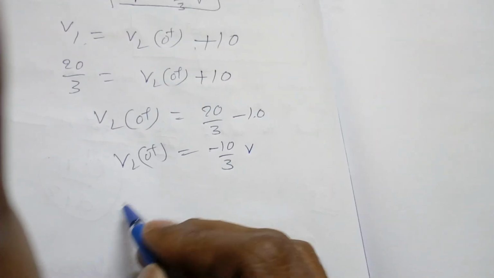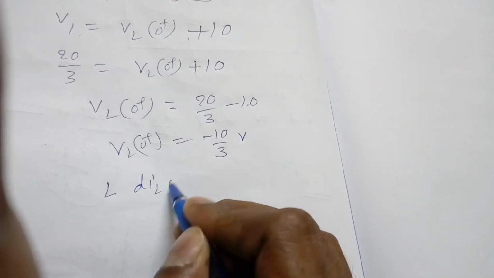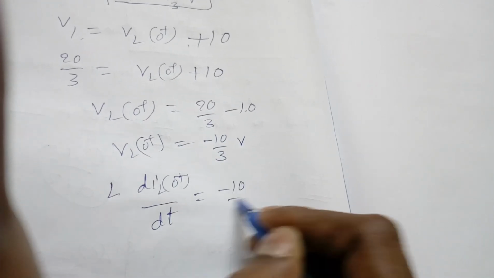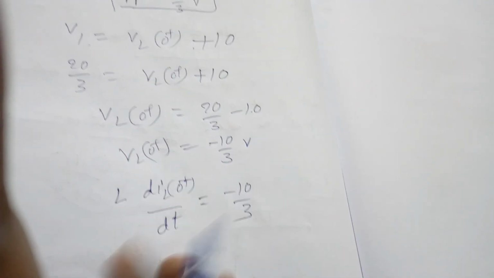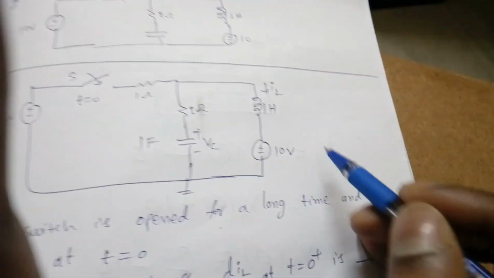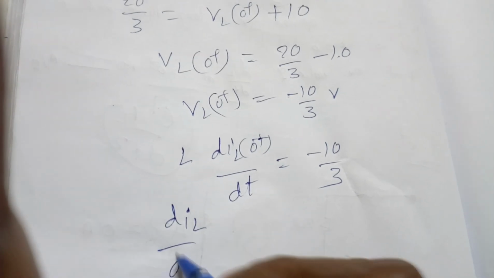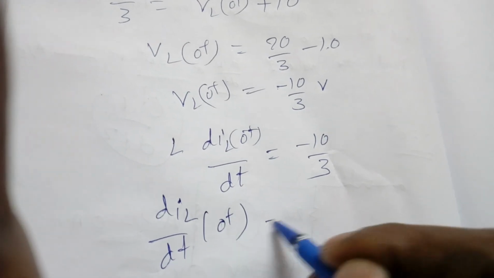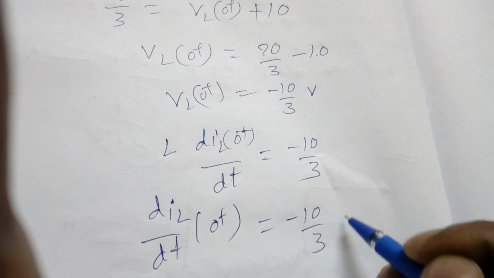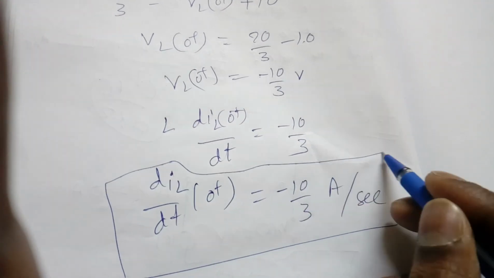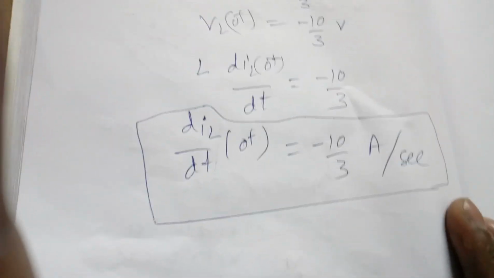But what is VL of 0 plus? L into dIL of 0 plus by dt, which is minus 10 by 3. But what is L given? L is given simply as 1 Henry. So 1 into this. So dIL by dt at t equal to 0 plus is equal to minus 10 by 3 amps per second. This is how to find this one.